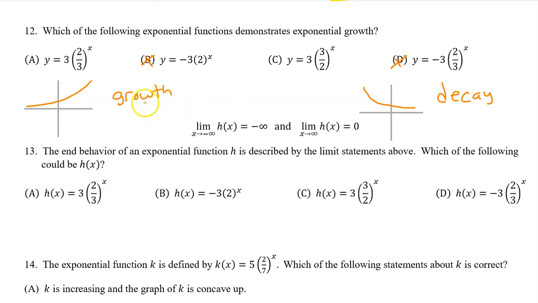We will know the difference between growth and decay based on the b value. It's going to be exponential growth if the b value is bigger than 1, and exponential decay if the b value is between 0 and 1. So for growth, we want the b value to be bigger than 1. 3 over 2 is bigger than 1. So the answer is C.